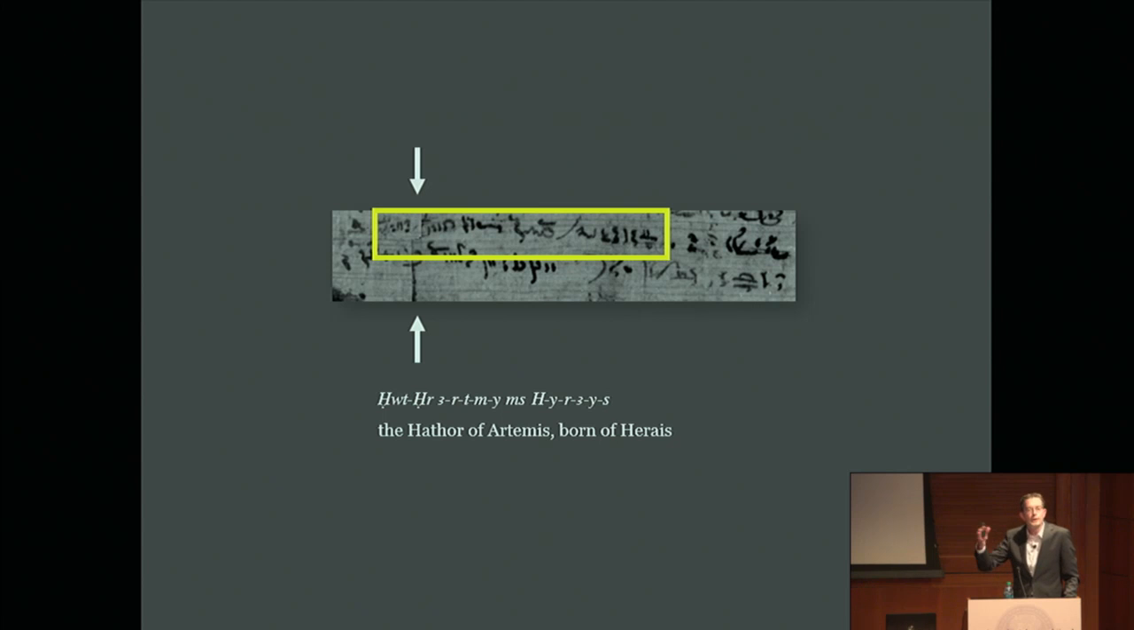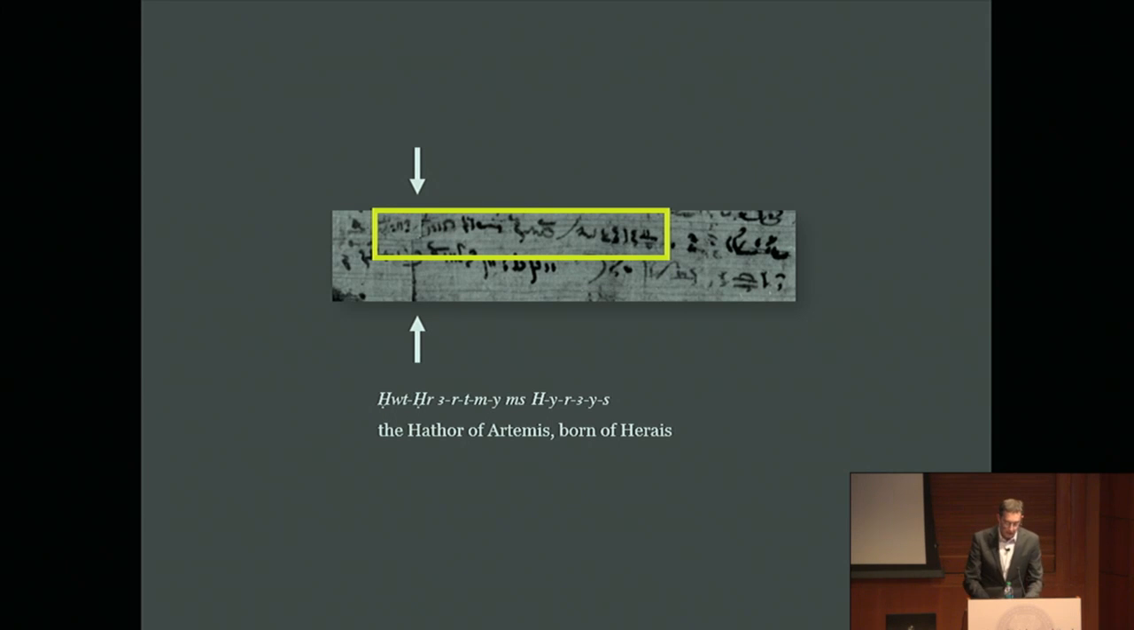Hathor, that is a funerary epithet given to women who are dead and will go on to the afterlife. So Artemis, born of Hierais. Hierais, of course, is also a Greek name. And so the hand, as you can see here, is by no means beautiful, but we can clearly make it out. The Hathor of Artemis, born of Hierais.